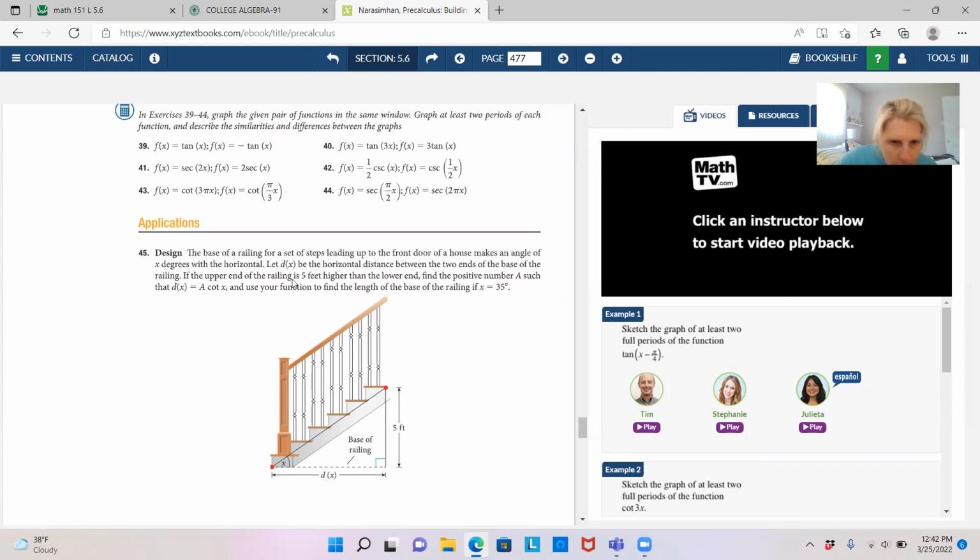If the upper end of the railing is 5 feet higher than the lower end, find the positive number a such that d of x equals a times the cotangent of x, and use your function to find the length of the base of the railing if the angle is 35 degrees. This is number 45.